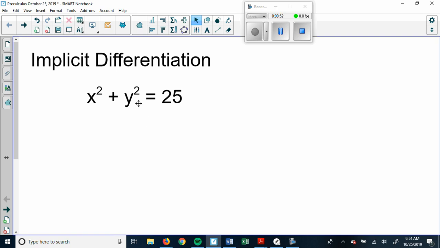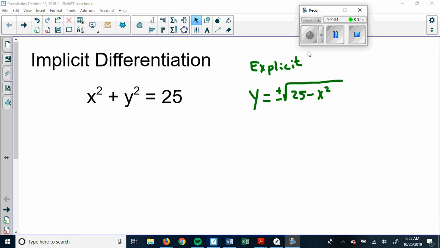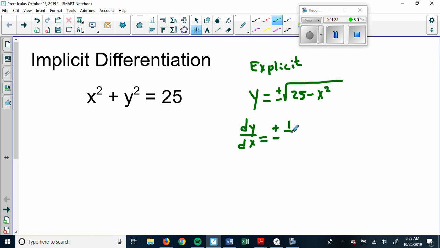So explicitly, if we solve this for y, we get, and so now we have two functions that y is equal to. So this is not actually a function, this is a relation. And that's what happens a lot of times with implicit differentiation, it's not a function, it's a relation, but we can still take the derivative. And so when we take this derivative, it's kind of nasty, but we get dy/dx equals, and it's going to still be plus or minus, but 1/2.